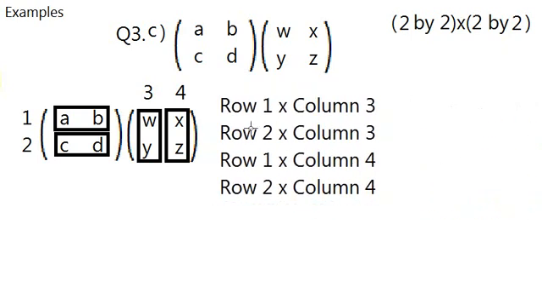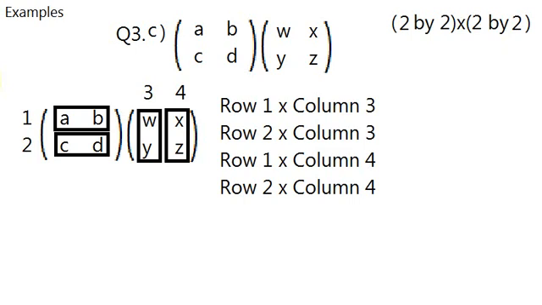Do row 1 multiplied by column 3, row 2 multiplied by column 3, row 1 multiplied by column 4, and row 2 multiplied by column 4. That is the 4 things that you have to do to calculate the 4 values that you'll get in the final matrix. And spoilers, a 2 by 2 times a 2 by 2 will give a 2 by 2. Yeah, obviously.